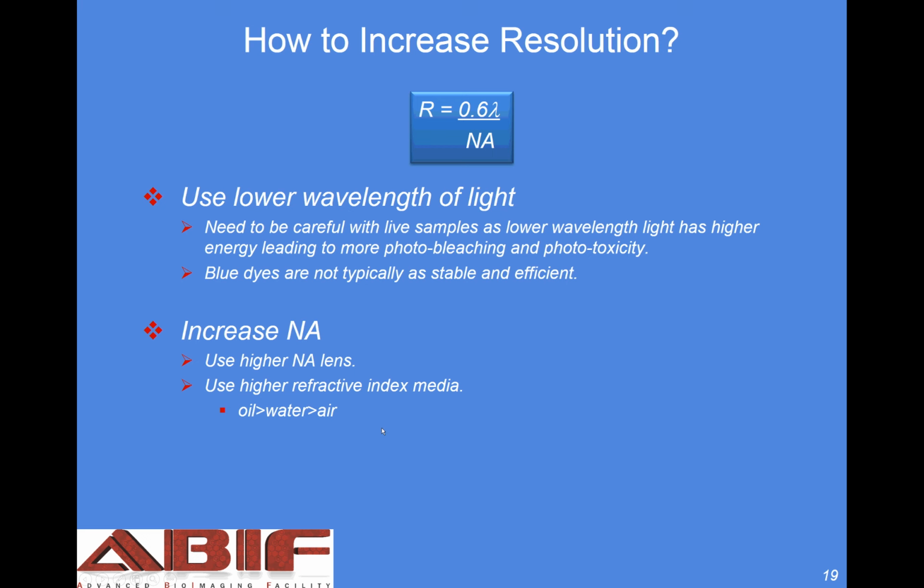A better option is to increase the numerical aperture. So use a lens with higher numerical aperture, and you can use higher refractive index media. So oil lenses have higher resolution than water lenses, and water lenses have higher resolution than air lenses. And I'll talk a little bit more about that, why that is on the next slide.